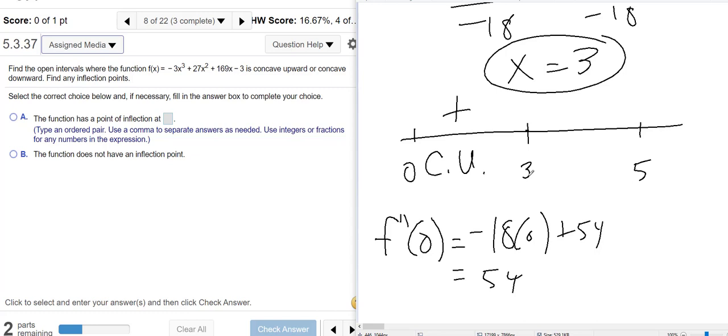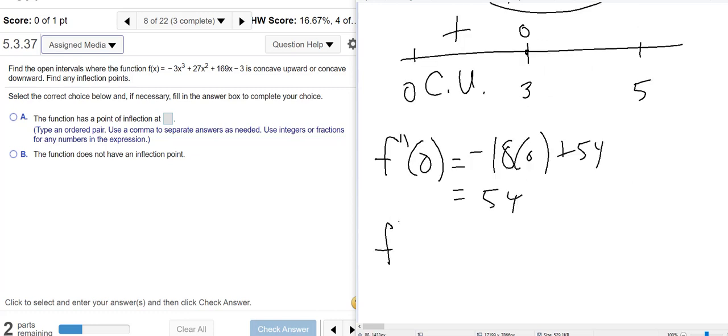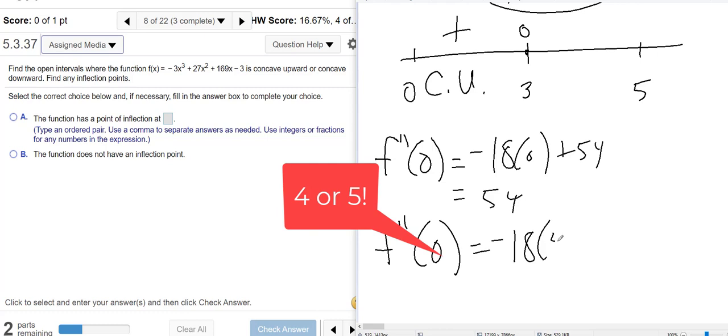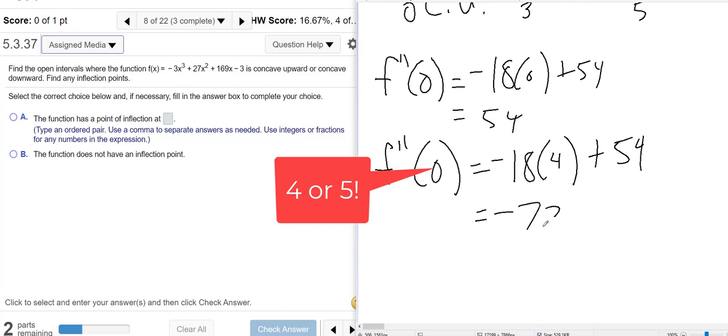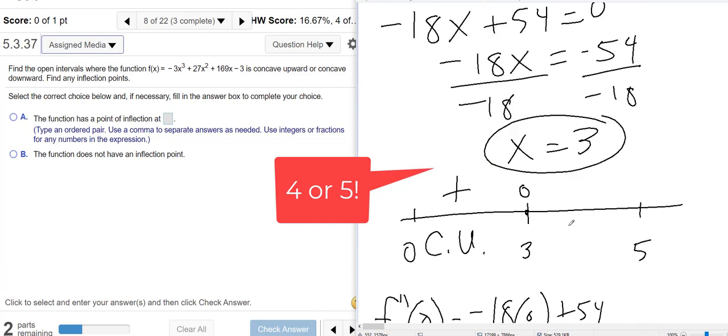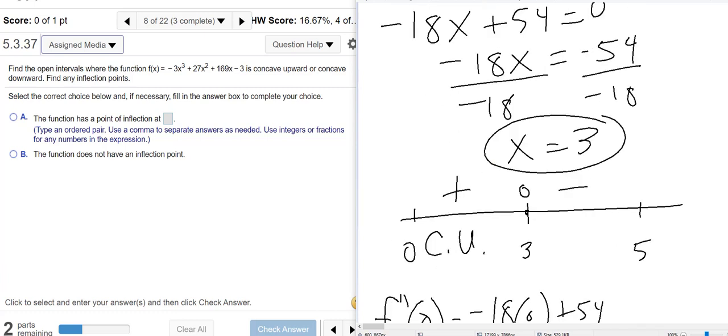Now, at 3, it's 0, so it could be an inflection point if it changes from positive, that is, concave up, to negative, concave down. So we're going to put in a 4, so f double prime is negative 18 times 4 plus 54. Well, that's going to be negative 72 plus 54, so it is in fact a negative number. Again, the actual value is less important than the sign, concave down. So this function is concave up, and then it changes to concave down at the point where x is 3.